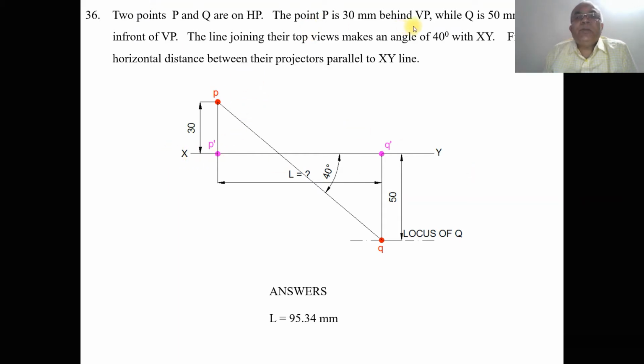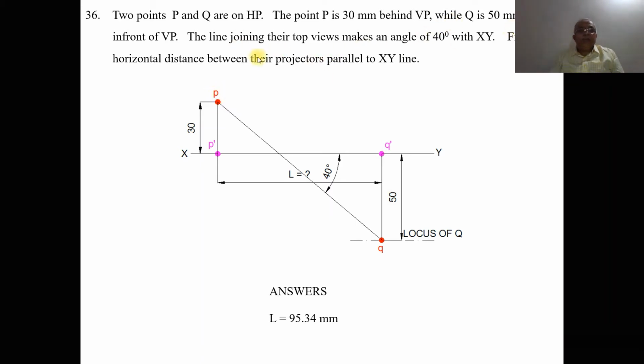The point P is 30 mm behind VP. P is on HP, so obviously its front view will be on the XY line. That is, P dash will be on XY line. Then behind VP will always come above XY line, so the image is on HP, and you're going to get the top view. From here, you measure a distance of 30 mm and mark the point as small p.